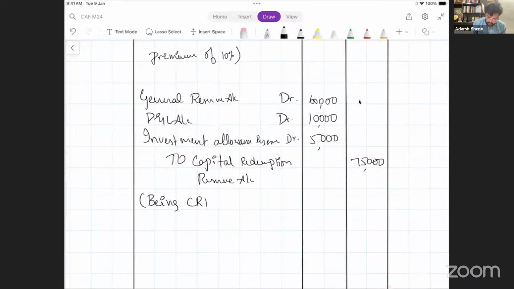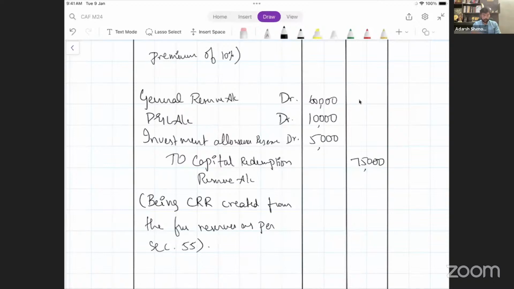Being CRR created from the free reserves as per section 55 of the Companies Act 2013. I hope everyone has understood this creation of CRR.